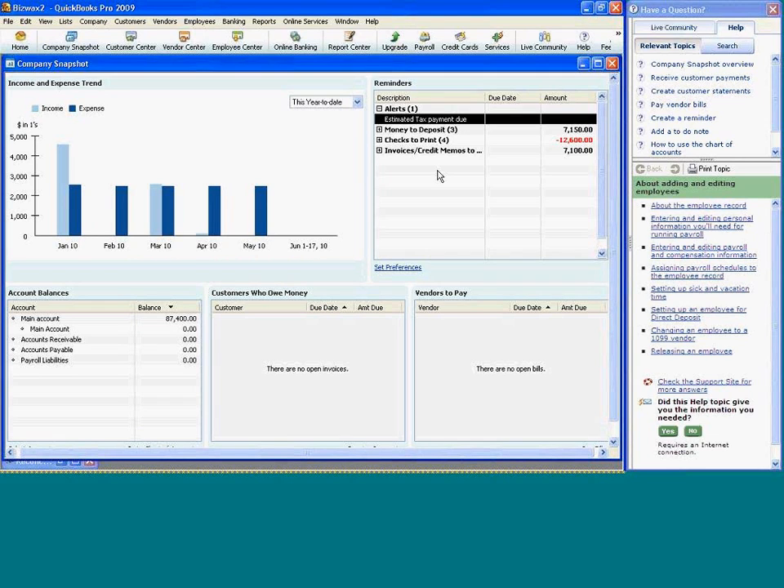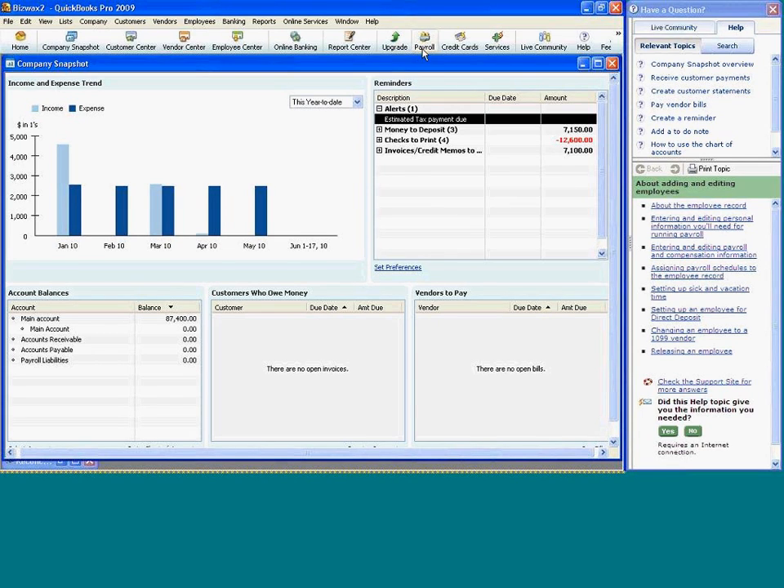So this is a company snapshot. We see over here the account balances, no customers owe us money, there are no open bills, so everything, from that aspect, looks good. The only thing is we haven't made enough money to offset our expenses. That's a different thing which we'll go over next week.